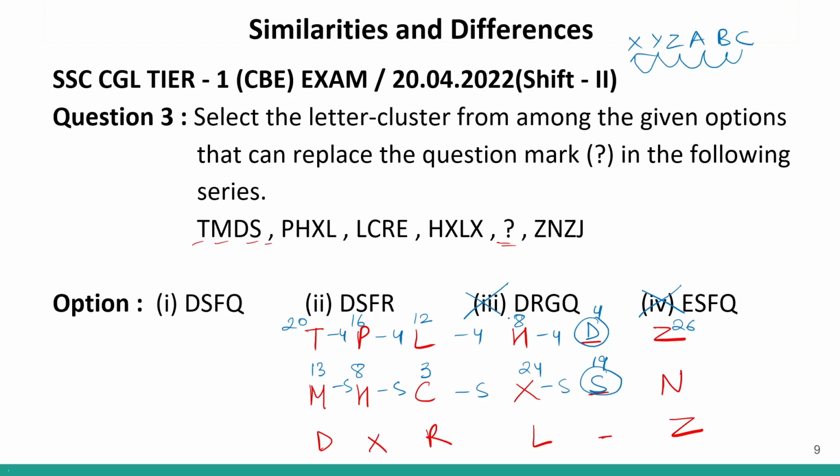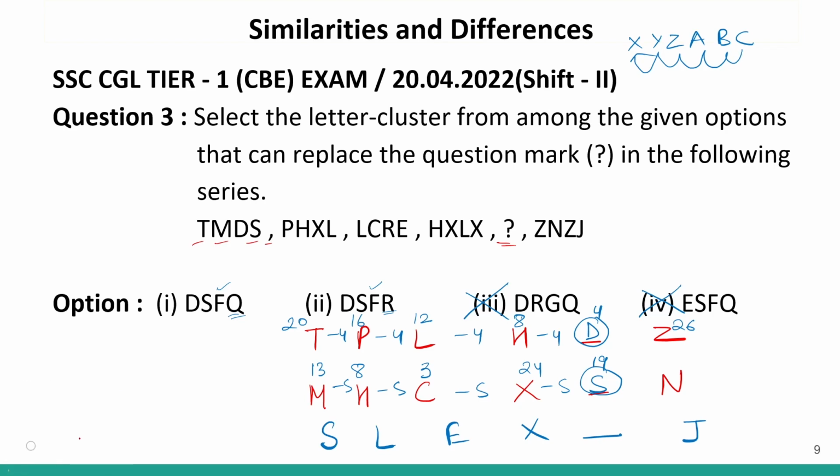So I can eliminate option number 3. Now F is same in both the options. So let us check for the last element, the last series. Last series will be S, L, E, X, then the missing term, and then J. This will be the last series.